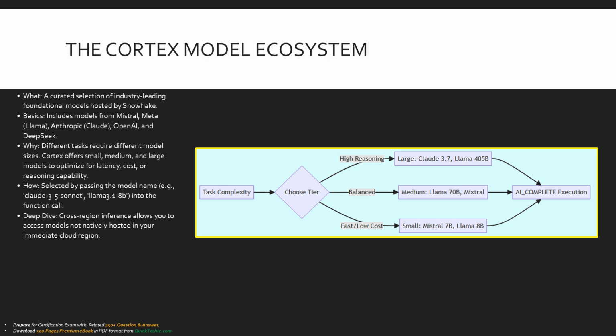If you need a solid balance of cost and performance, you take the middle path to medium models like Llama 7DB. And for bulk, simple tasks like massive sentiment tagging, you take the bottom path to small, lightning-fast models. All three of these paths eventually converge into the AI Complete Execution node. This diagram is a fantastic mental model for your daily workflow, reminding you that optimizing your AI pipeline is as simple as routing your query to the correct weight class of model.